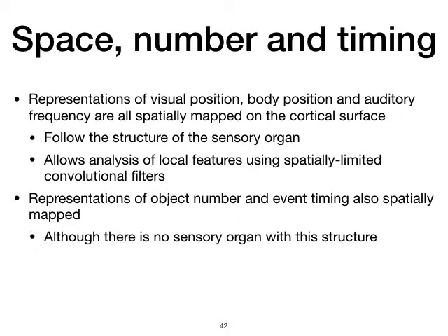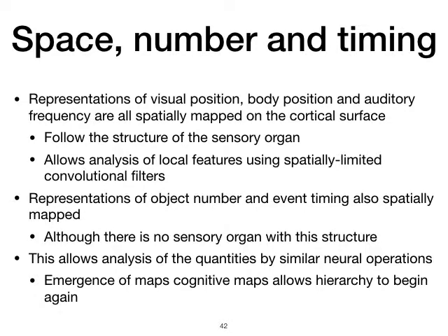Representations of object number and event timing are also spatially mapped onto the brain surface, although there's no sensory organ with a structure like that. So this shows that basically that can emerge within the brain. And this would allow analysis of quantities by similar neural operations to what we've already seen in deep convolutional neural networks analyzing visual images.